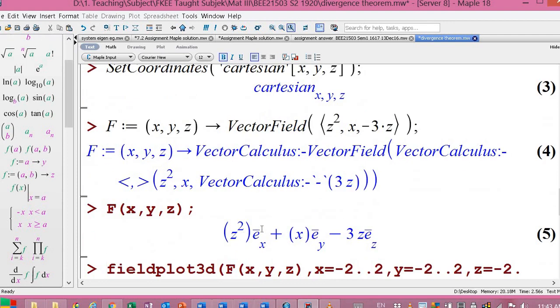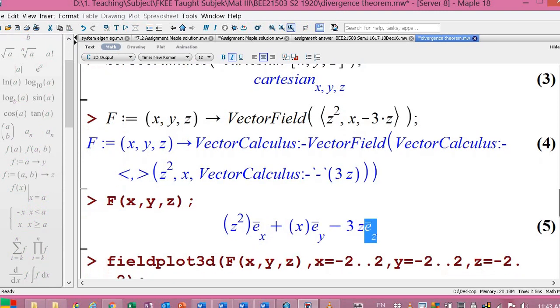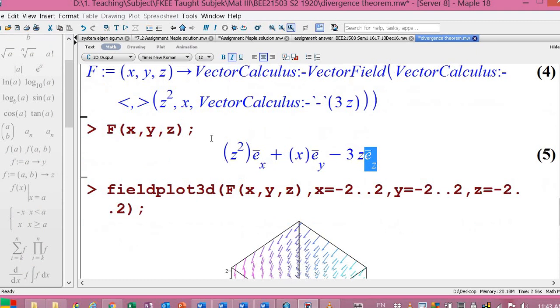So z squared. Ex is the unit vector in Cartesian coordinates along the x-axis, or in mathematics we call it i. Ey is the j unit vector along the y-axis. Ez is the unit vector along the z-axis. In mathematics, Ex is i, Ey is j, Ez is k. So this is to show back whether we defined F correctly.